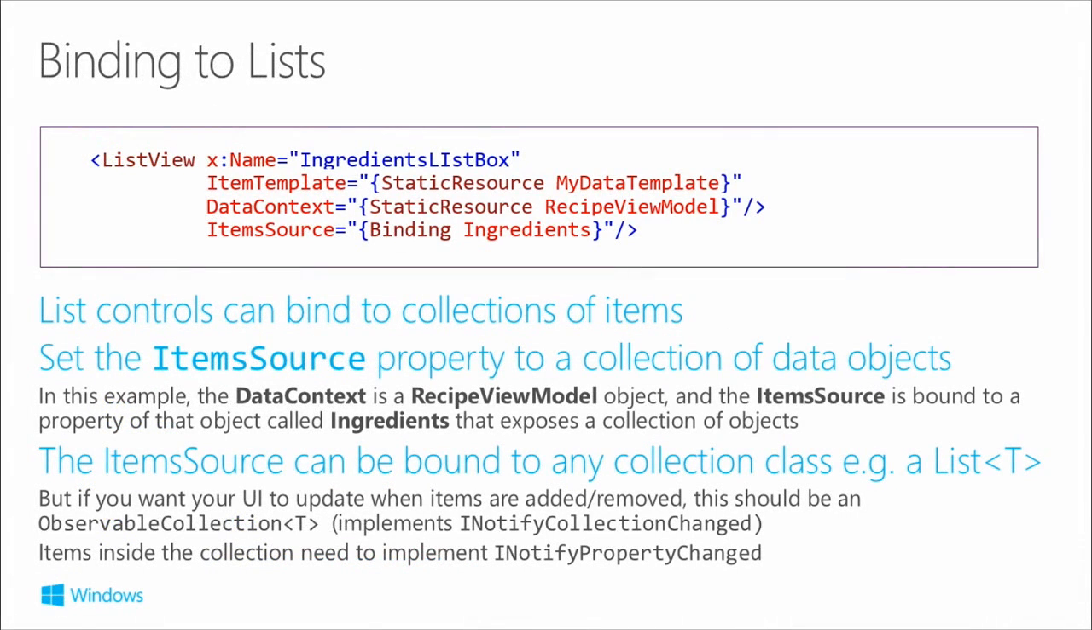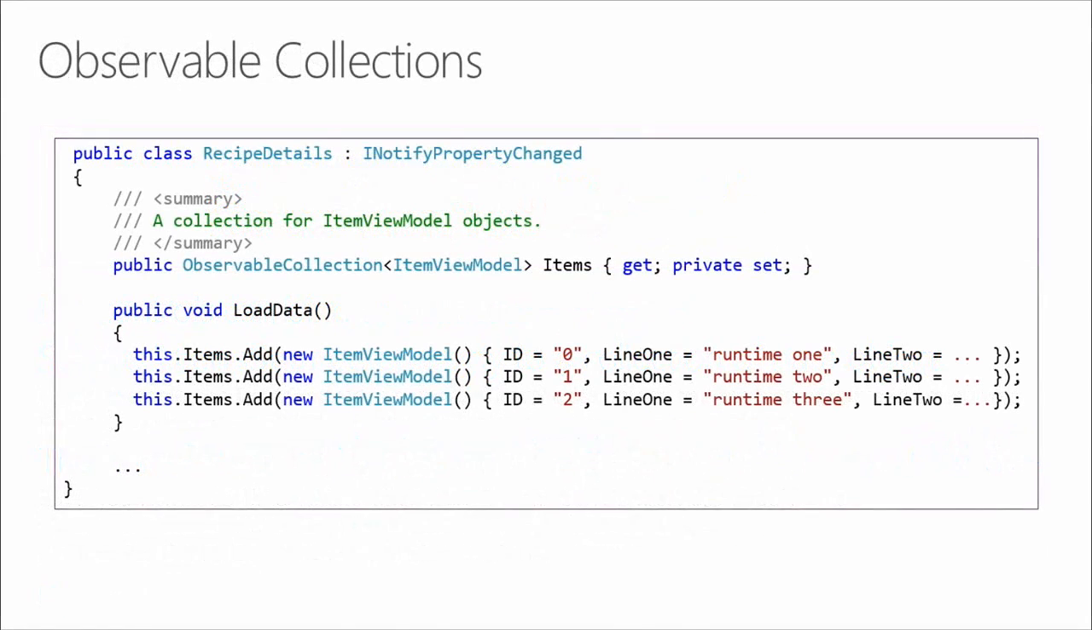Lists bind to collections of objects in the same way. You have this item source equals property, but you will set that to a collection of objects. An item view data context is like a single object. Item source is a collection of objects. So that's for lists. We're going to talk about that in the next session. So this is an example of an observable collection of objects.